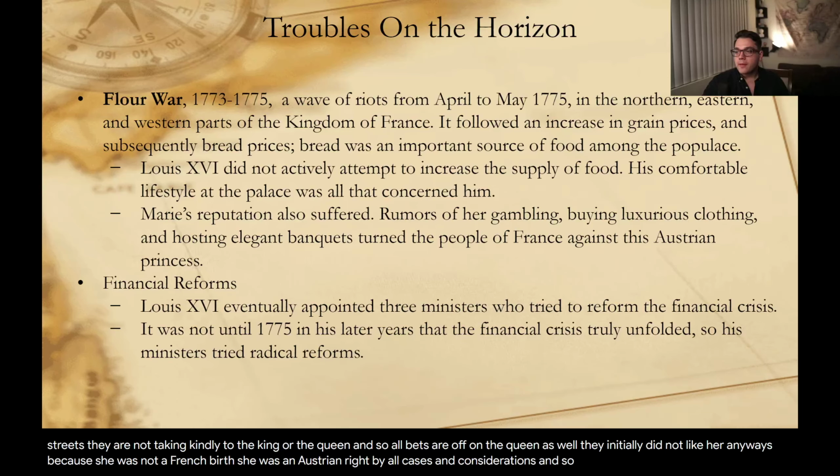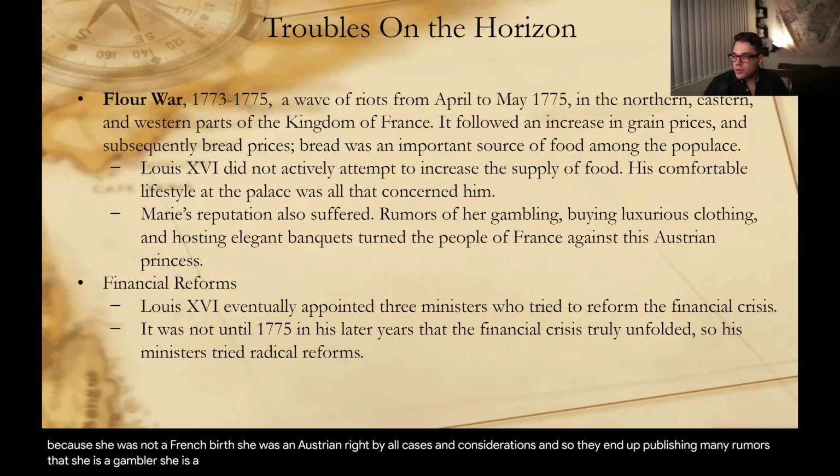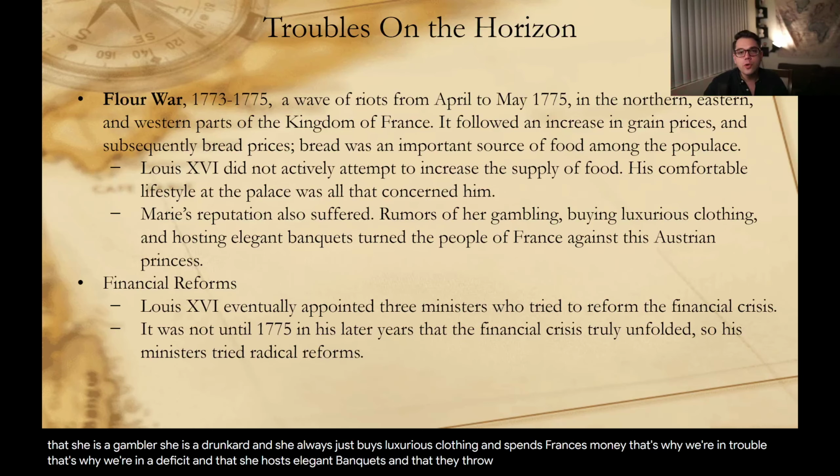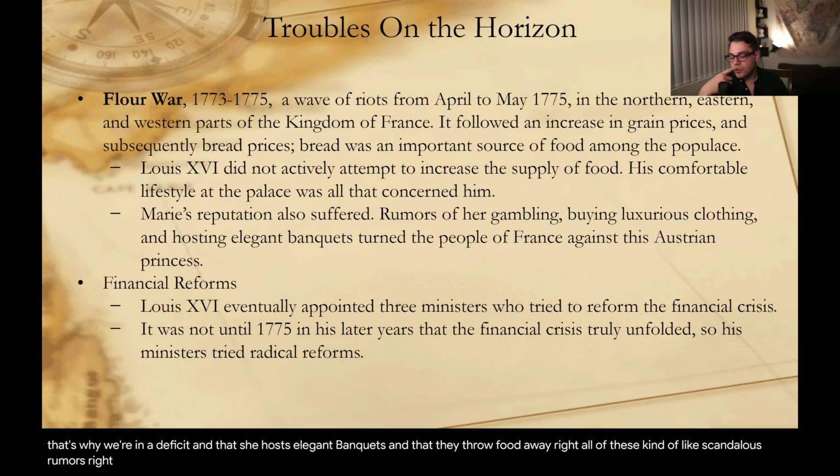And so they end up publishing many rumors that she is a gambler. She is a drunkard. She always just buys luxurious clothing and spends France's money. That's why we're in trouble. That's why we're in a deficit. And that she hosts elegant banquets and that they throw food away, right? All of these kind of scandalous rumors, right, that are going to be proliferating.